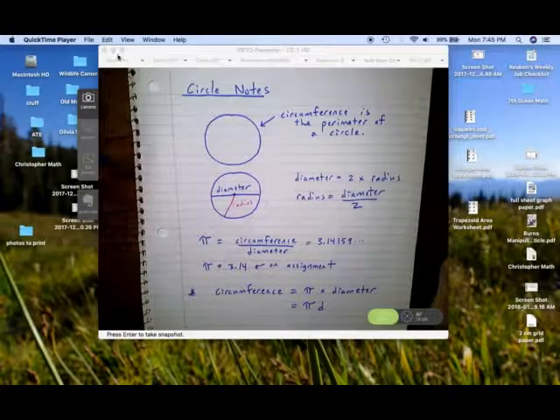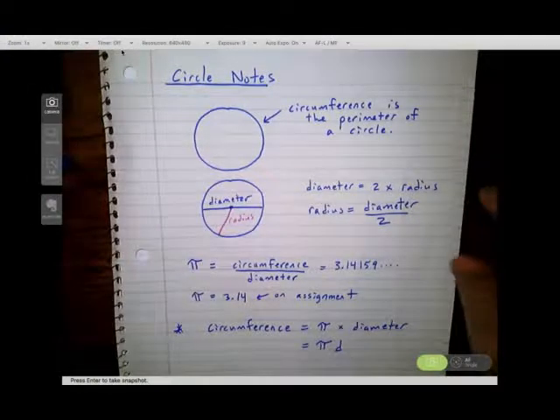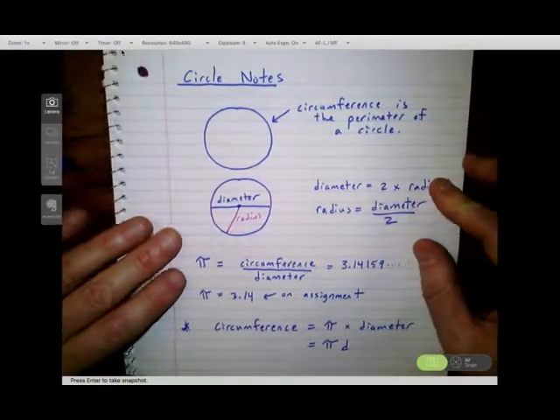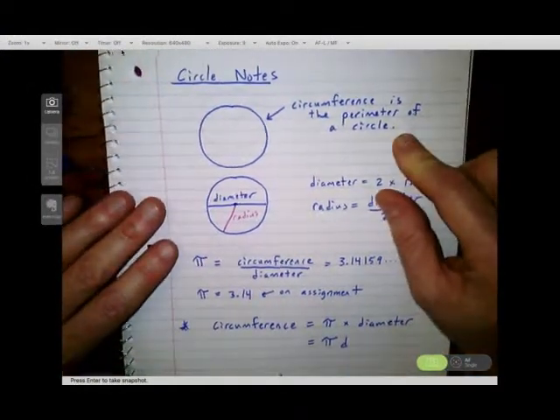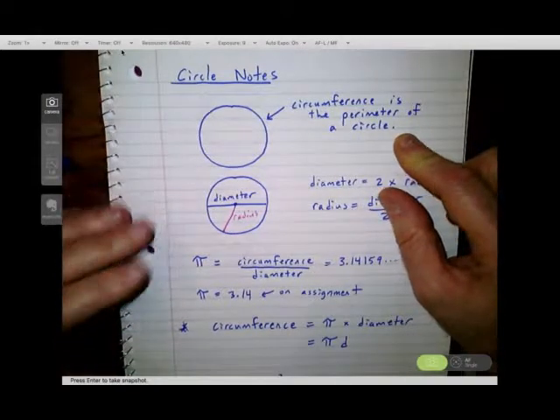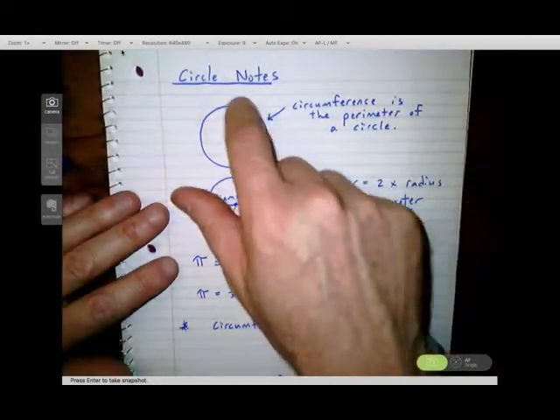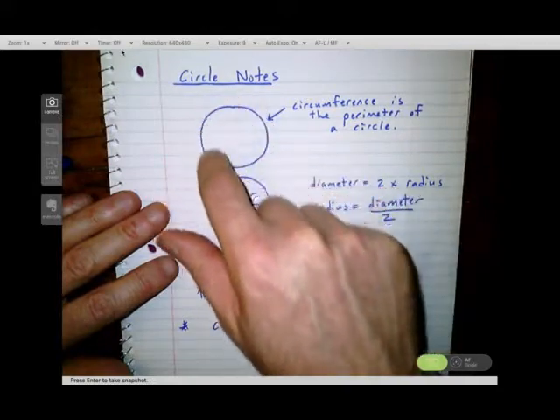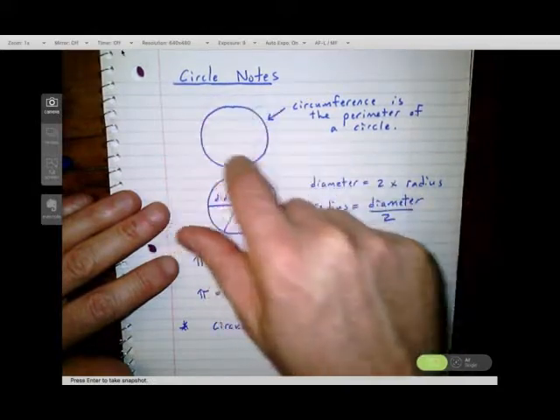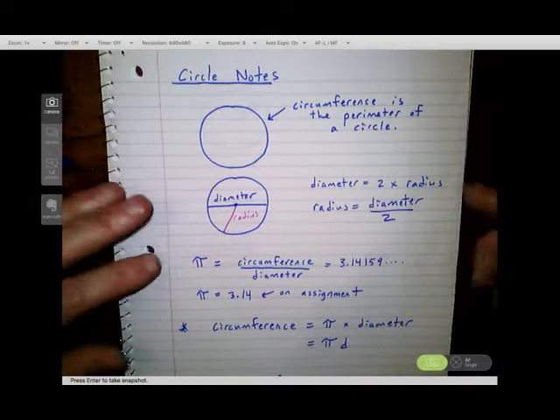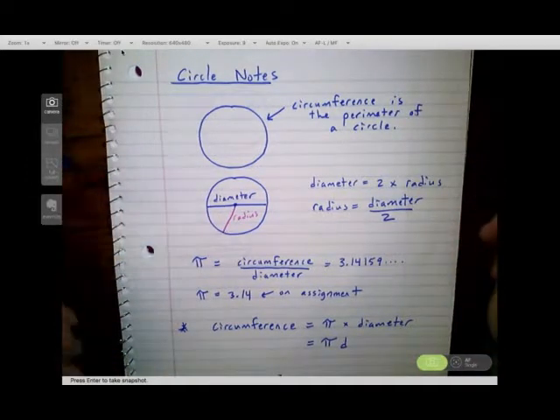All right, here are the next section of notes. These are going to be about the area and circumference of a circle. Okay, so first of all, the circumference is the same thing as perimeter, except it's for a circle. So the circumference is the distance around the outside of a circle. Same thing as perimeter, except for circles, we call it circumference.